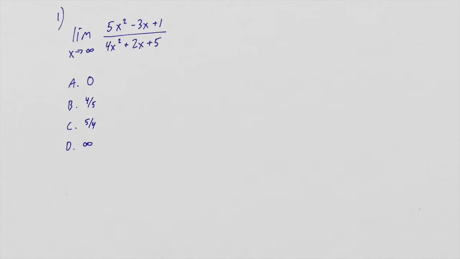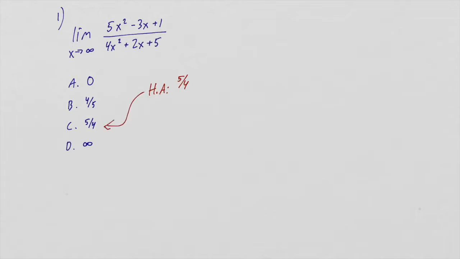Now, if you remember the handy little trick of horizontal asymptotes in our rational functions, since we have an x squared as the highest degree on the top and on the bottom, we're just going to divide our leading coefficients here, and we get 5 over 4. And that's our limit. Super simple, really easy.